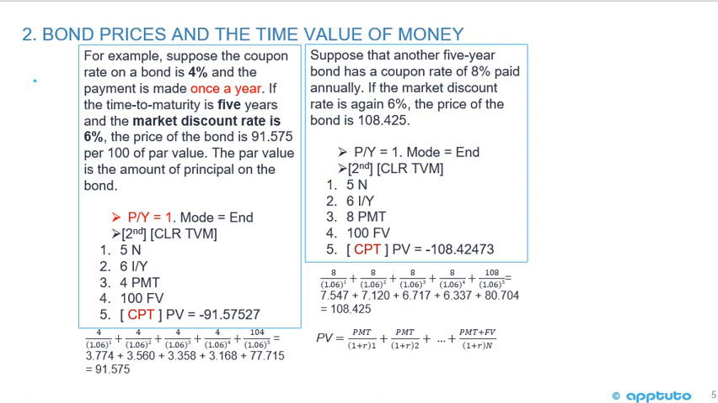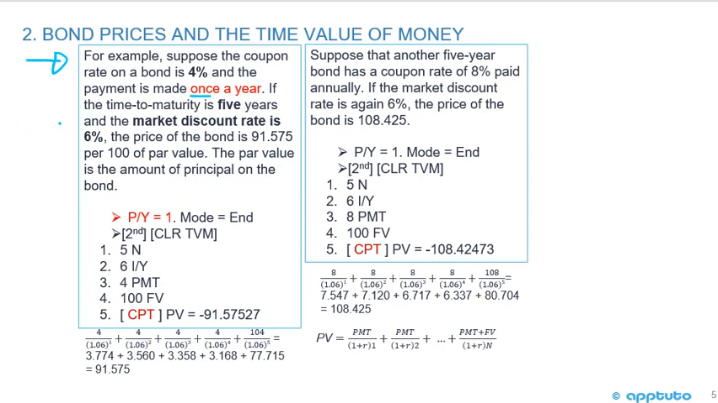Bond prices and the time value of money. So we're just going to do 2 examples here, how to calculate the price. And in this case, we're looking at a bond where the coupon payments are annual. It's not semi-annual. So let's look at this first one. For example, suppose the coupon rate on a bond is 4%. That never changes. Payment is made once a year.